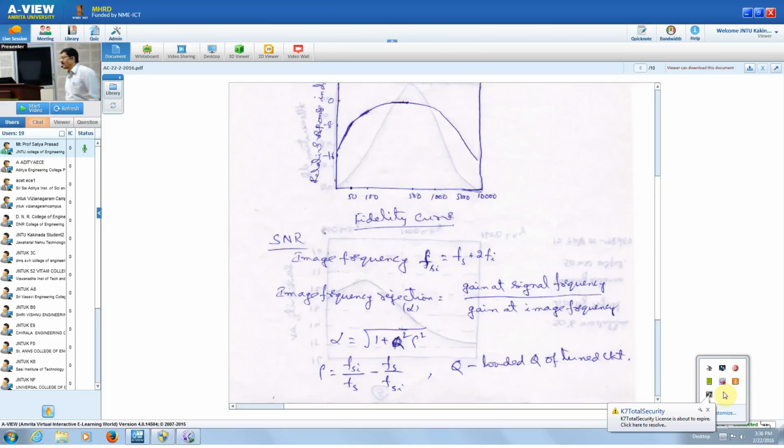Whereas if you say that signal frequency is 20 megahertz, so what will be the image frequency? 20.9, 20 megahertz plus 0.9 megahertz or 910 kilohertz. So 20.9 by 20. So this is 1.04, this is 20 by 20.9.